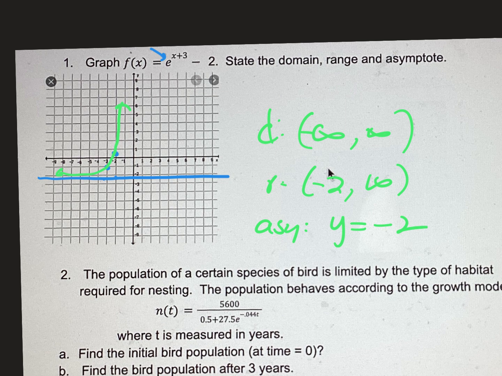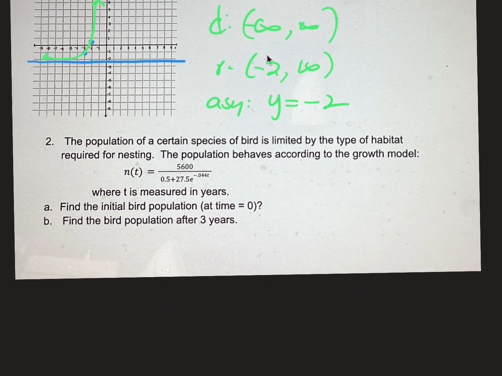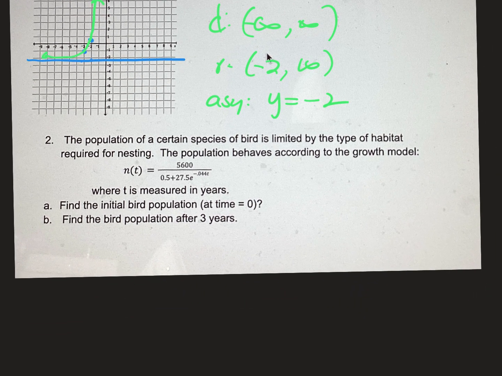And there's number one. Number two, the population of a certain species of bird is limited by a type of habitat required for nesting. The population behaves in this way. This is not exponential, this is logistic growth. It asks what happens at time 0, so I'm going to put 0 in for the t right there. If I put 0 in for that t, the whole exponent becomes 0, which means the e becomes a 1. So my denominator is really 27.5 plus 0.5.